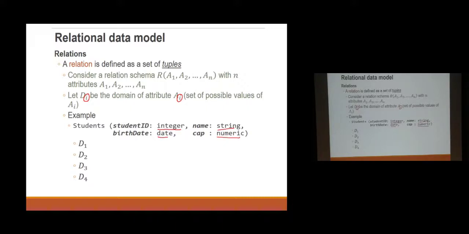As you remember, integer, string, and numeric have already been given as possible domains. Now you have one more, which is date. If you try to fill this in, the first domain will be integer, the second one will be string, the third, which is date, and the fourth is numeric. Okay, any questions so far?